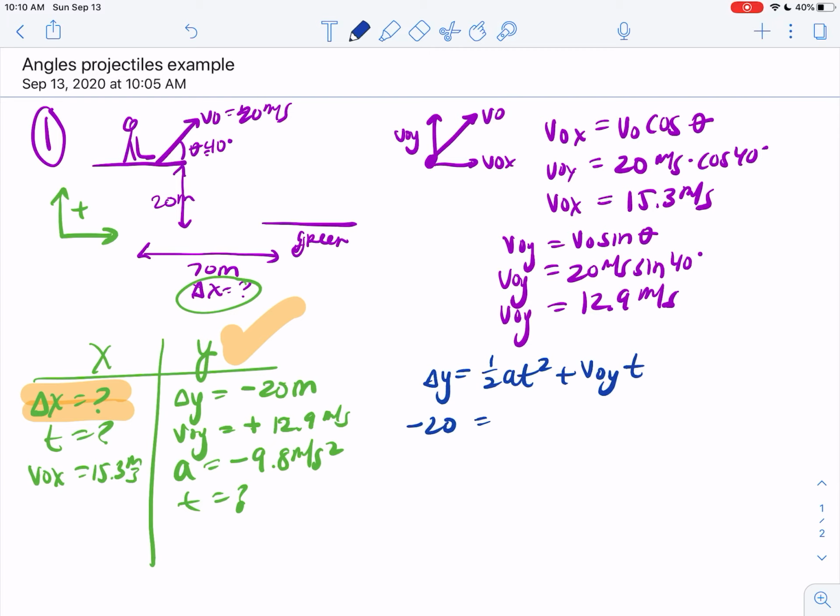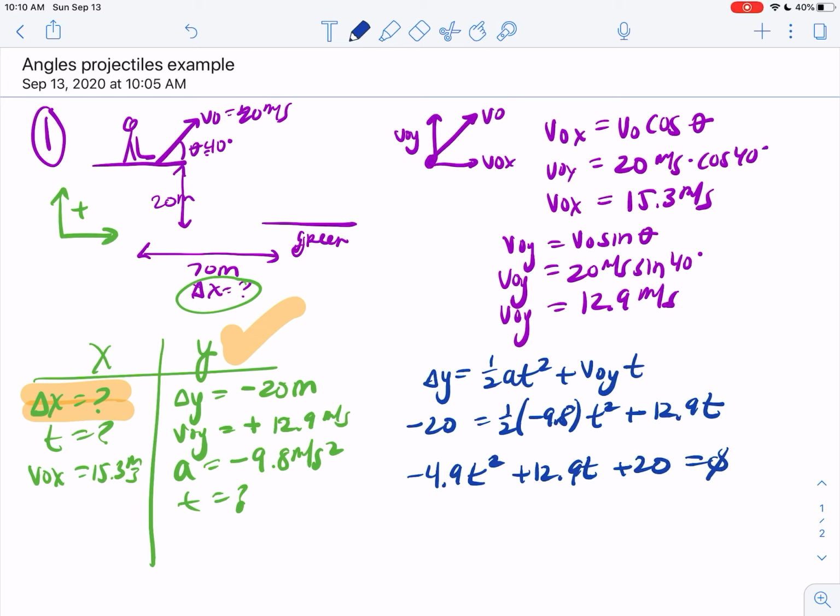So negative 20 equals 1/2 negative 9.8 t squared plus 12.9 t. Okay, so whenever there's an initial y velocity or an initial velocity of any time and you're looking for time, you're going to have to do a little quadratic magic. All right, so I'm just going to move everybody to one side, so then plus 20 equals 0. All right, and then you can either use the quadratic formula or you can use your calculator if you know how to do that. I don't know how to do that. Well, I know the quadratic formula, I just don't want to do it. I'm going to put it into Desmos, okay?